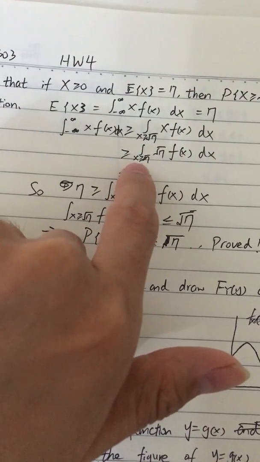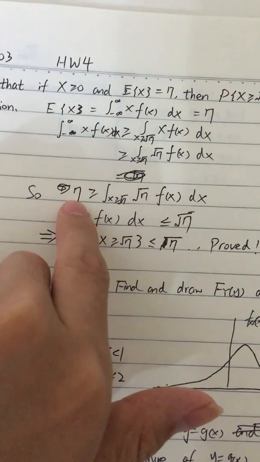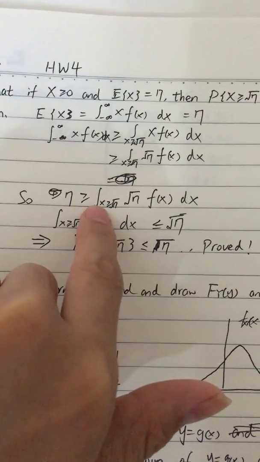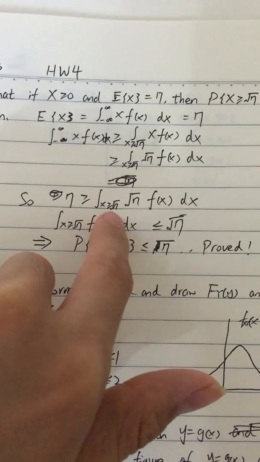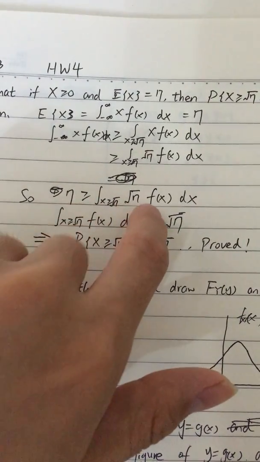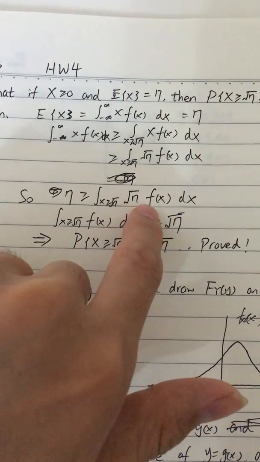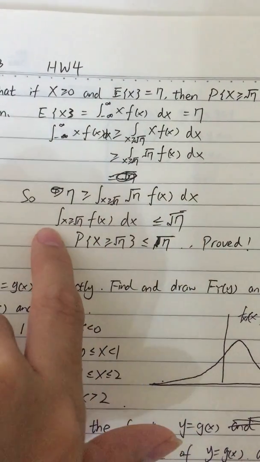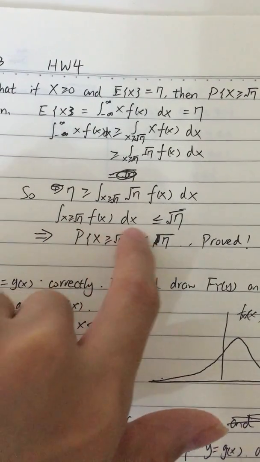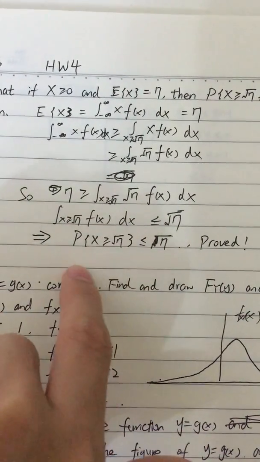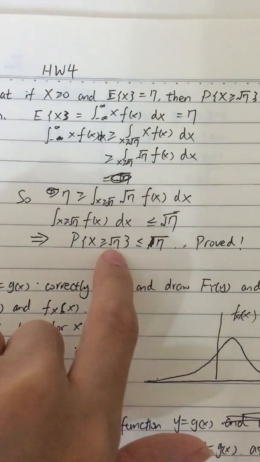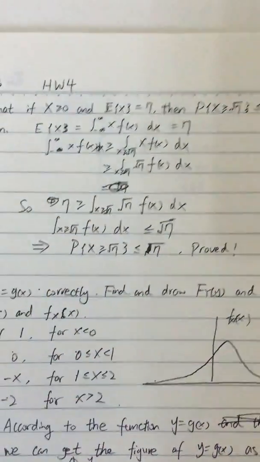So from this we can get that eta is larger than or equal to the integral over the area x bigger than or equal to root of eta of root of eta times small f(x) dx. So we can get this part, and this is equal to root of eta times the probability of x bigger than or equal to root of eta. So it was proved.